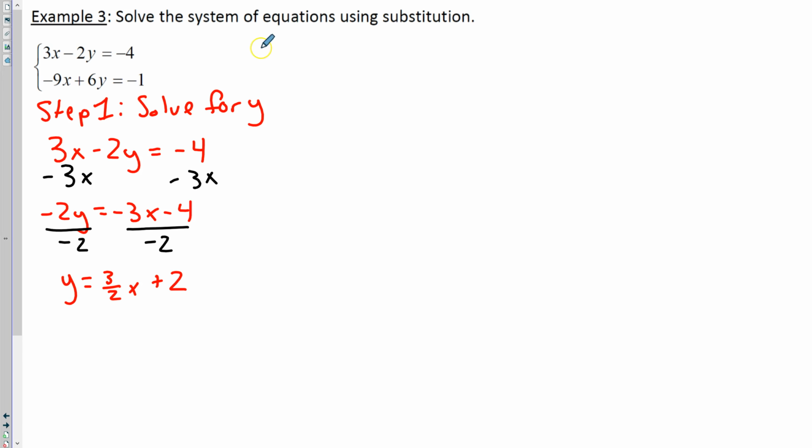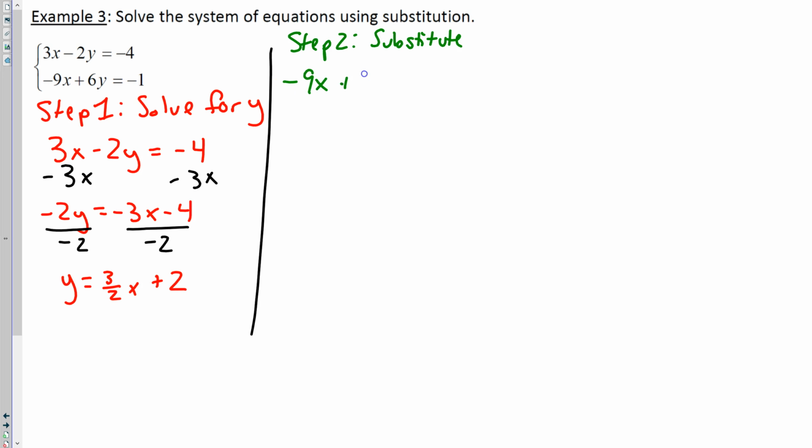All right, and that would lead us into step 2 of our solving process, which is that substitution step. So step 2 is to substitute our equation into the other equation. So my other equation here was the -9x plus 6y equals -1. And where I see my y value, that's going to be replaced by the equation that we just found. So that was 3 halves x plus 2. And that's the end of step 2.